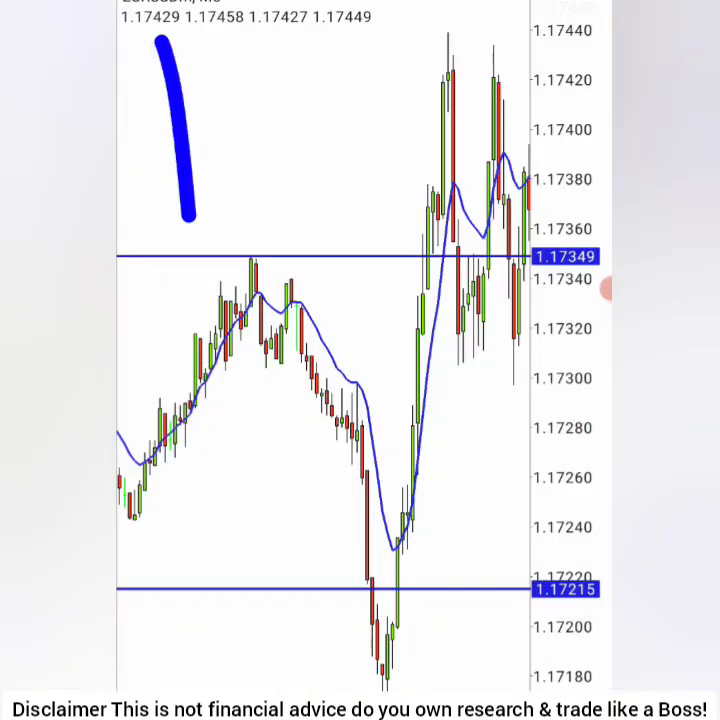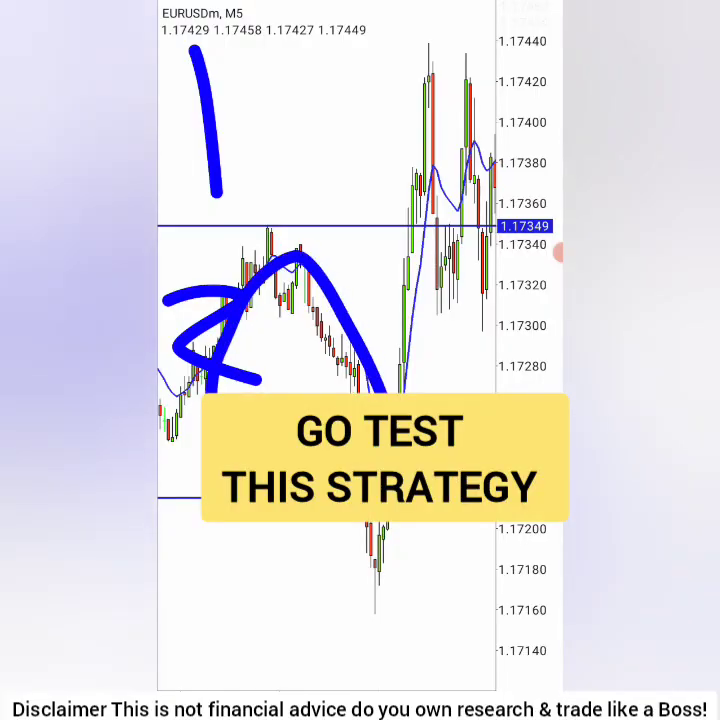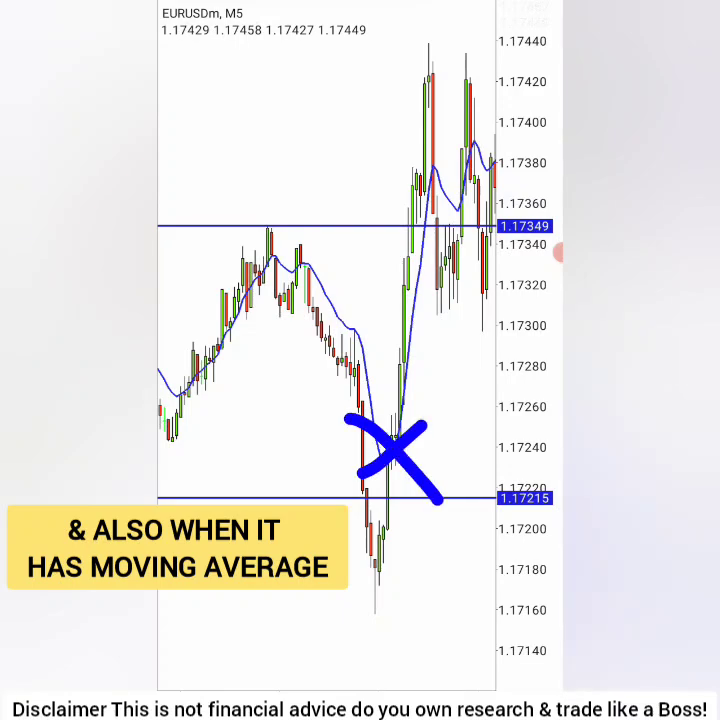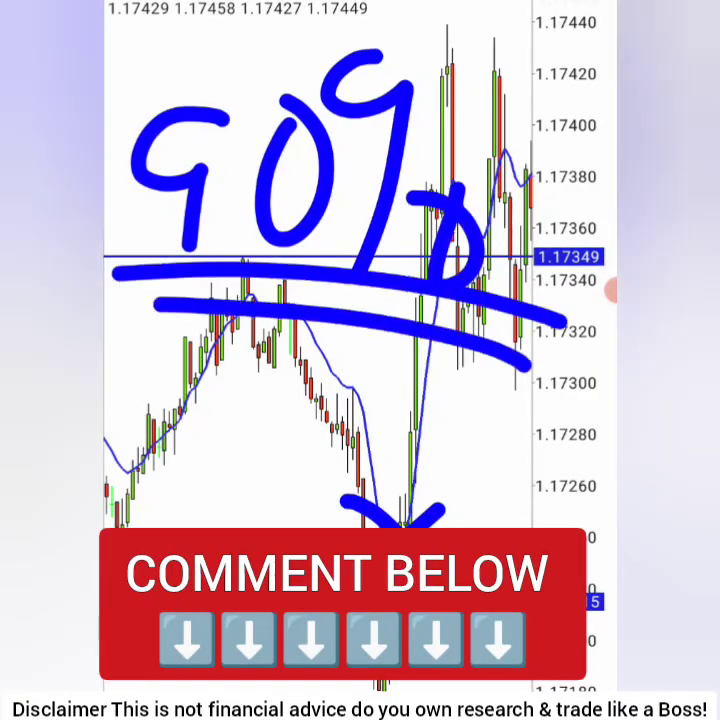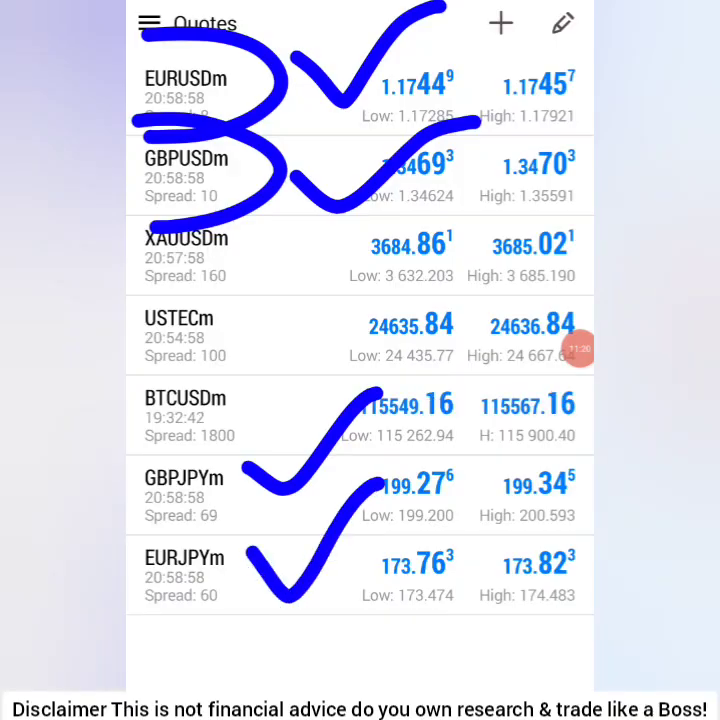Usually between the first version and this second version, you get the same entries, but go and test out this strategy without the moving average and also with the moving average and come back to this video. Comment below which one has a higher winning rate, and also which pair you like trading between Euro USD and GBP USD or any other GBP or Euro pairs.